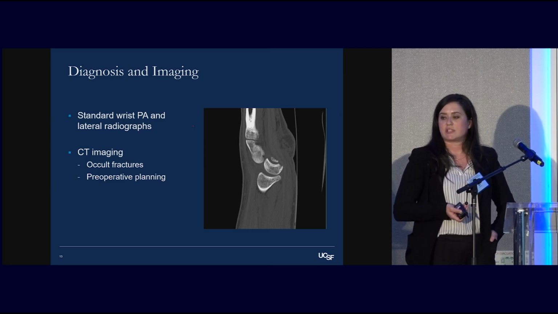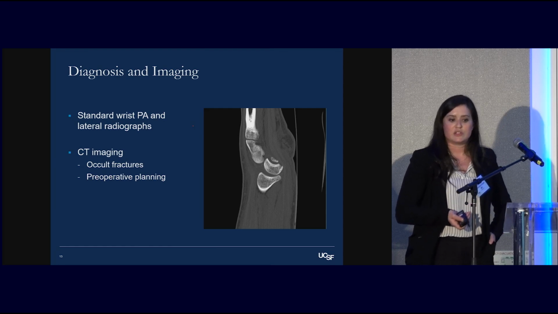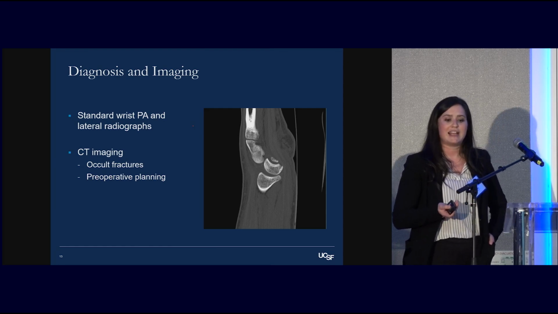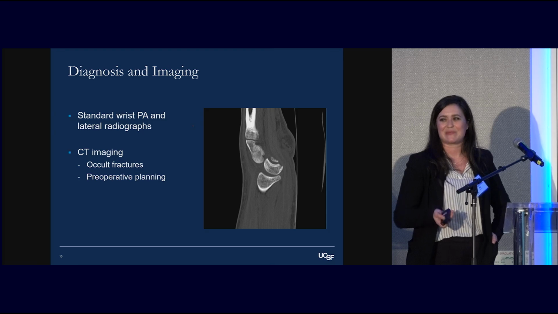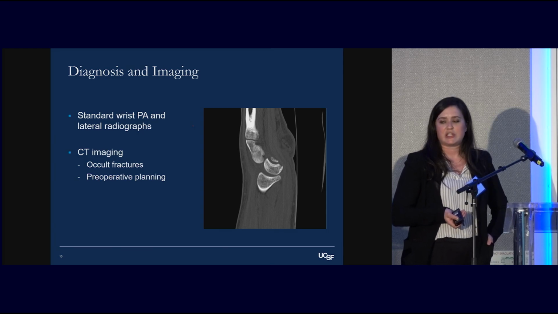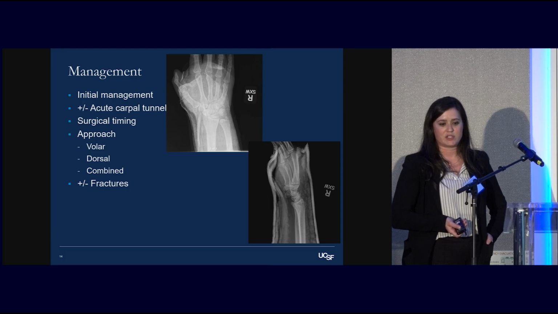I often ask for CT imaging, but only after we do a closed reduction. So it's not as useful, as you can see here, because it doesn't really tell you a whole lot. You know the lunate's dislocated based on the x-rays alone. But CT imaging can be helpful in preoperative planning to assess for any occult fractures of the scaphoid or distal radius. In terms of initial management, we want to get these closed reduced very quickly.